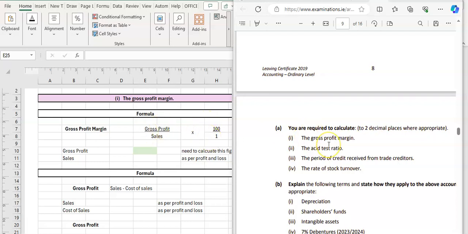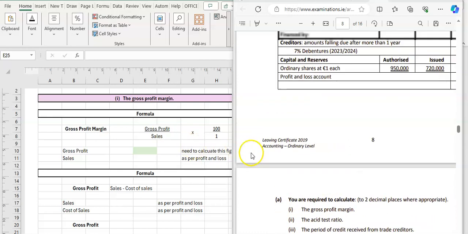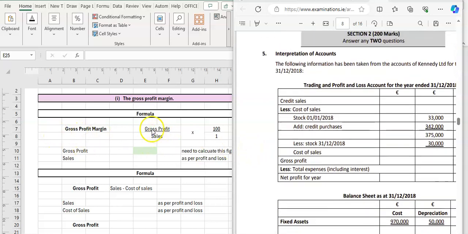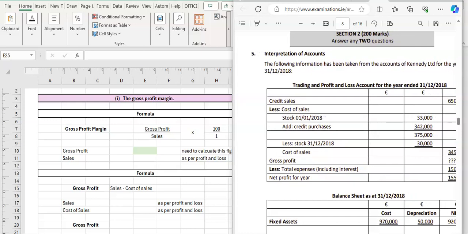Okay, so let's have a look at the first adjustment for Kennedy 2019, ordinary level question 5, and it's looking at calculate the gross profit margin. So the first thing you need to do is you need to know the formula. Your formula for the gross profit margin is your gross profit divided by your sales multiplied by 100 over 1. So let's go and find those figures first.